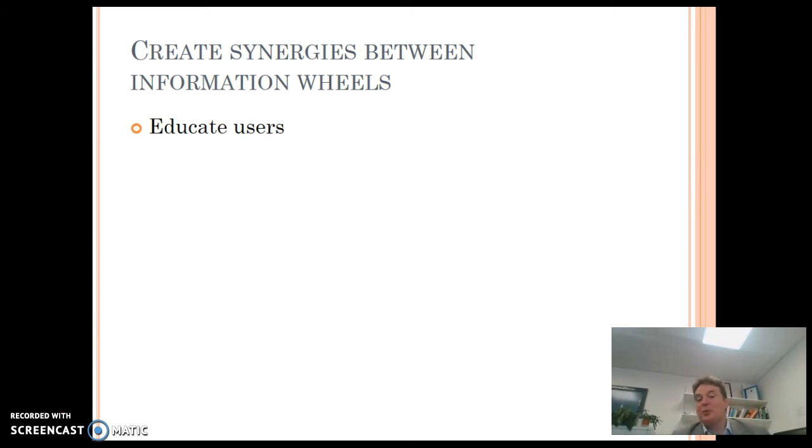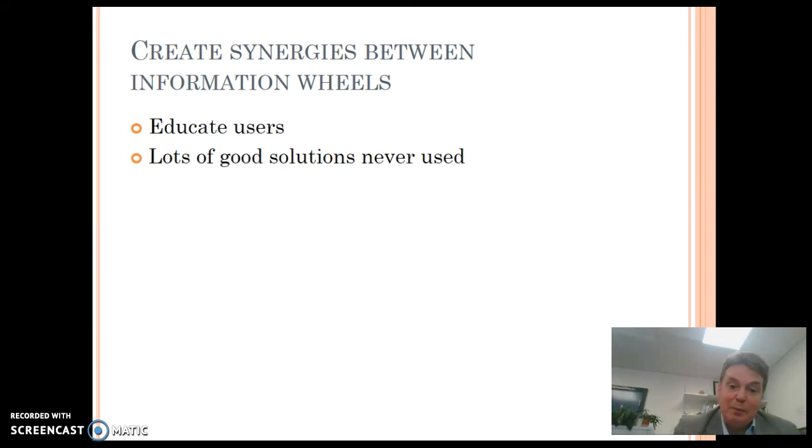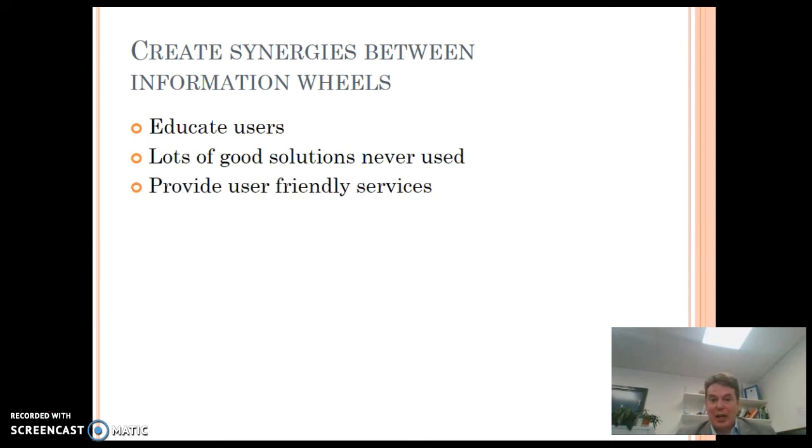But what we want to do is educate all the users, and let them know what the business is capable of. There's no point having really high-tech, functional information systems that nobody is able to use. Lots of these solutions are never used. Organizations spend billions on ICT that's never deployed. So it's really important that there's a division out there telling people what the organization is capable of. It needs to be user-friendly.